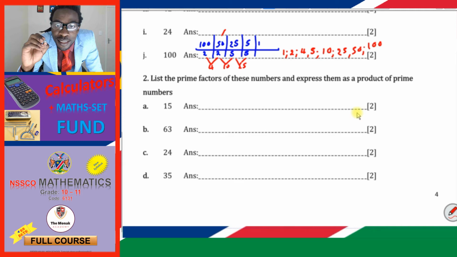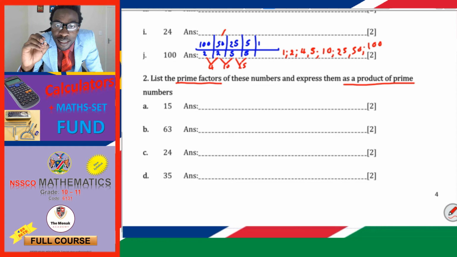Alright, part 2, list the prime factors. So it says prime factors. Unlike the first question which said list factors, here it's only requiring prime. And then express them as a product of prime numbers.